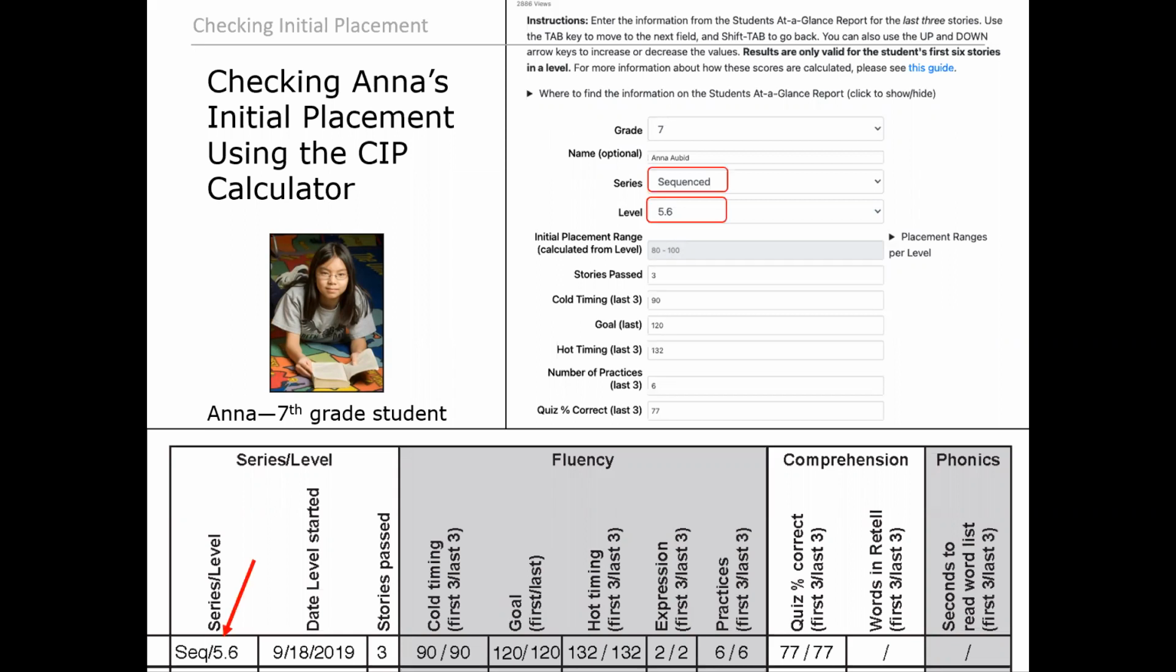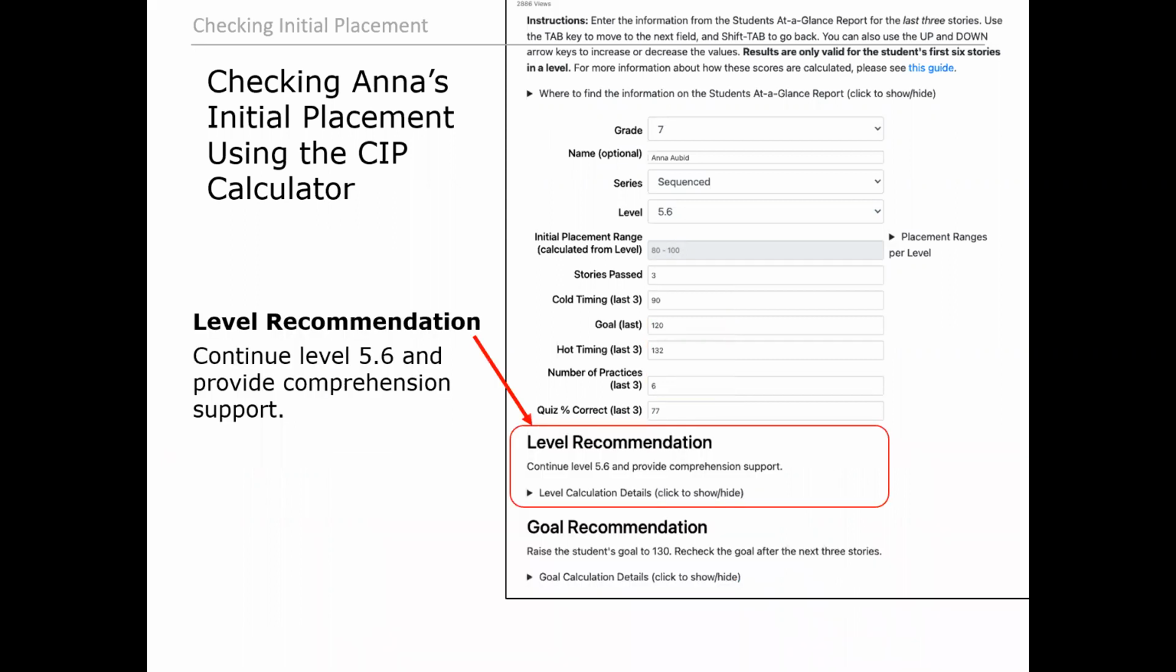But when you're starting, you're going to want to put the series and level right into the calculator on the website. You'll put the number of stories passed. All this information is on the Students at a Glance report. You'll put the cold timing, the average of the last 3 cold timing scores, the goal, the average of the last 3 hot timing scores, number of practices, and the quiz. It is going to spit out a recommendation.